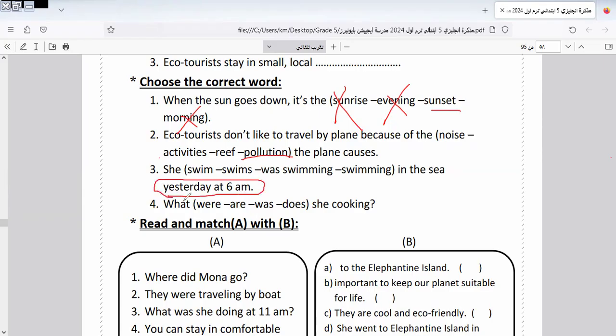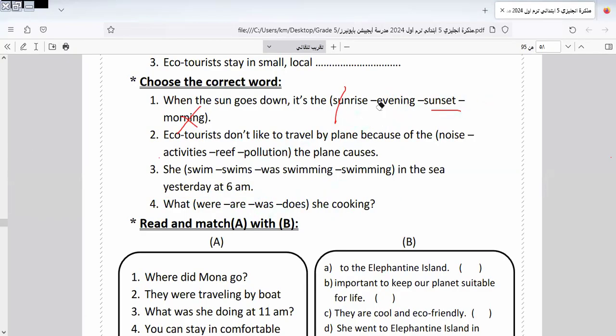So we took the present continuous and the past continuous tense, and we know if we say yesterday at 6 o'clock, or all evening, we can choose what. So the suitable answer here will be what? Was swimming. You are clever people, because we know during the lesson. Cooking. So it will be what? Was. Why do I select was? Because she is singular. So she takes was. Let's continue the rest of this unit.